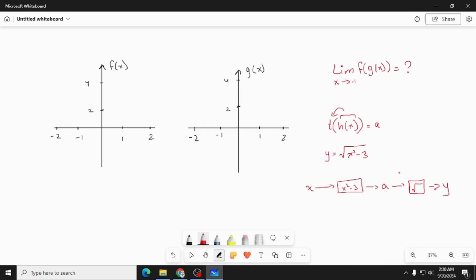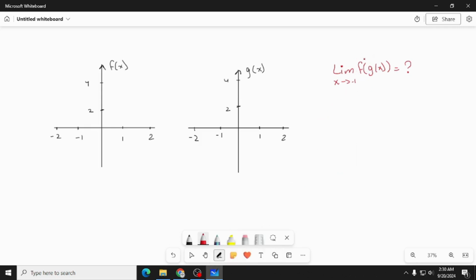So you put in x, you get y, but you're going through two different types of function inside, right? So now the outer function is that radical, and the inner function is that x squared minus 3. It's a pretty simple thing we're going to see today, but now we're going to use limits in that.